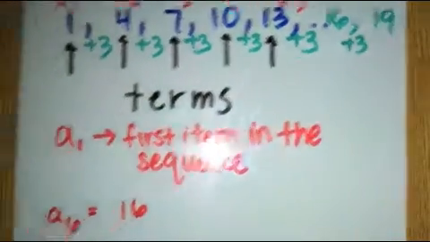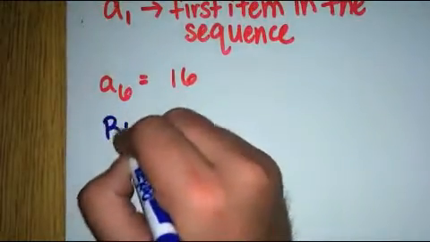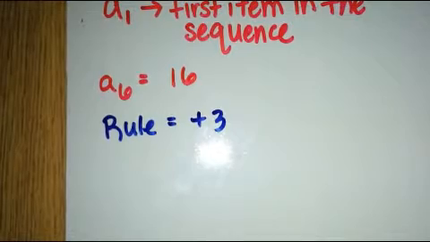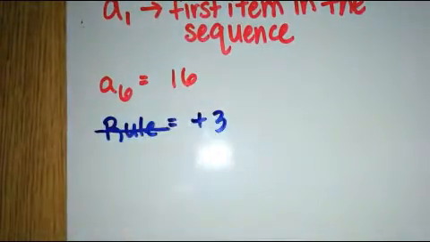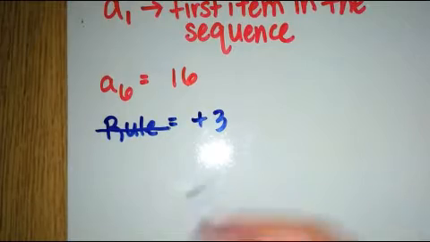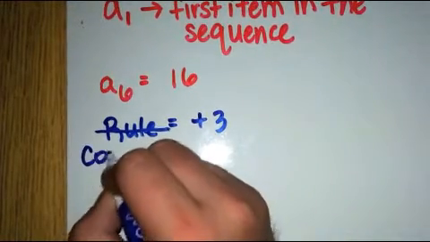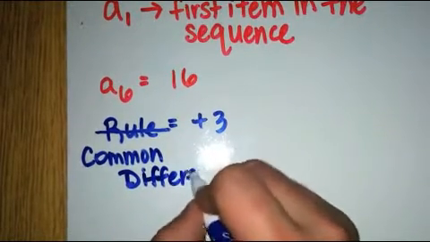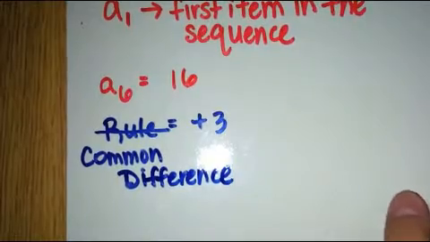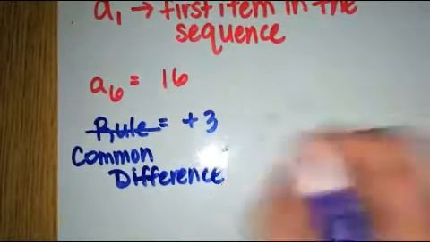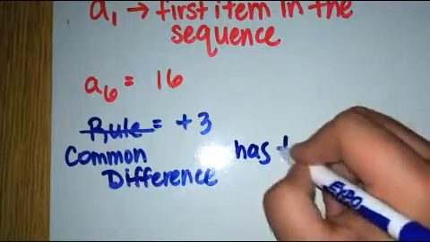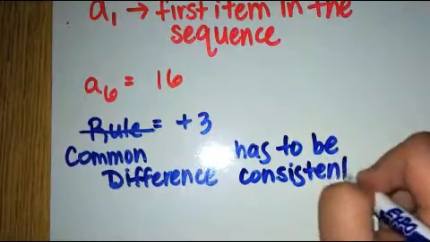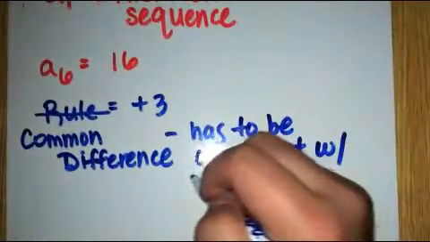But we're going to change up your vocabulary. Instead of saying that the rule is to add 3, we're going to change our terminology and not call it a rule. The more algebraic terminology is what we call the common difference, meaning the difference between all the numbers in the sequence. And here's the one thing about the common difference: it has to be consistent with every term in the sequence.